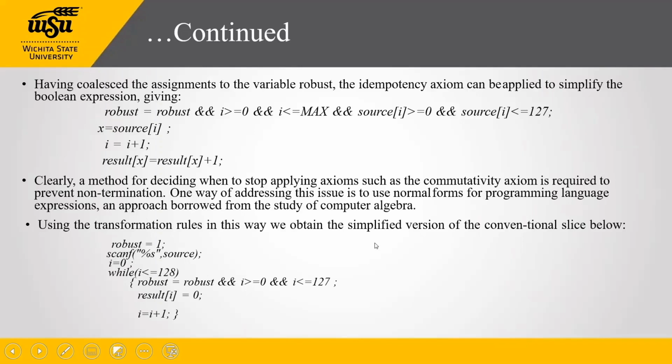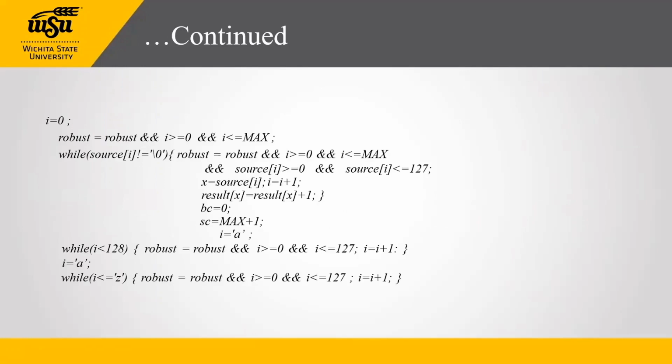Now we assign 1 to robust, and we read a source variable, and then we initiate I equal to 1. Then we use a while loop until it gets to 128, and then the expression is assigned to the robust variable, and result of I equal to 0. The loop increment occurs, such as I equal to I plus 1, and then we assign I equal to 0 and robust equal to robust and I greater than or equal to 0 and I less than or equal to max.